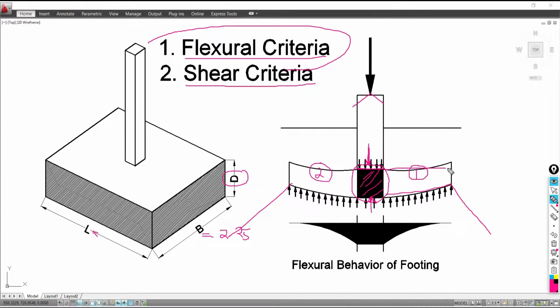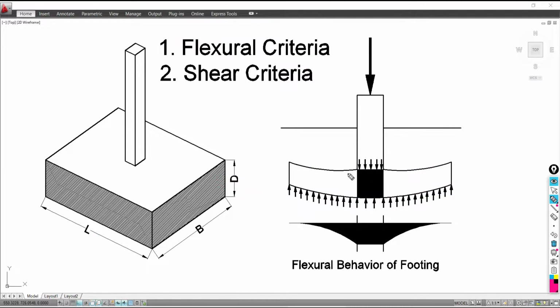So this part we are going to consider as a cantilever part of the footing. This part we are going to consider as a cantilever part of this footing, because I told you the middle part is having infinite stiffness. So we are going to consider it as a rigid portion, and this part we are going to consider as cantilever. This is the first thing.